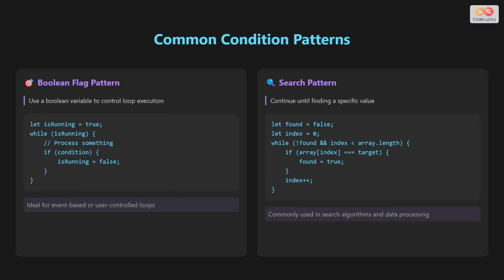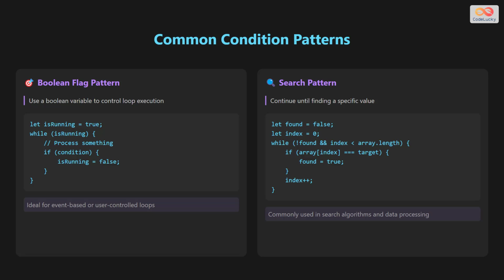Let's explore common condition patterns used with while loops. The first pattern is the boolean flag pattern. This uses a boolean variable to control loop execution. We initialize a boolean variable isRunning to true, and the while loop continues as long as isRunning is true. Inside the loop we can process something, and if a certain condition is met, we set isRunning to false, terminating the loop. This pattern is ideal for event-based or user-controlled loops.